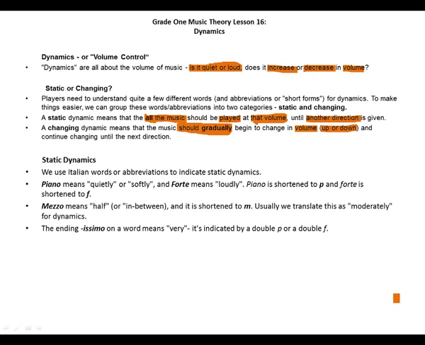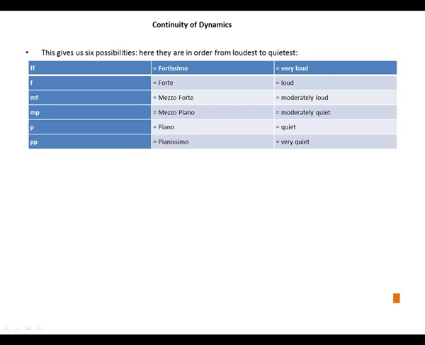The ending, issimo, on a word, means very. It is indicated by a double P or double F. This gives us six possibilities. Here they are in order from loudest to quietest.